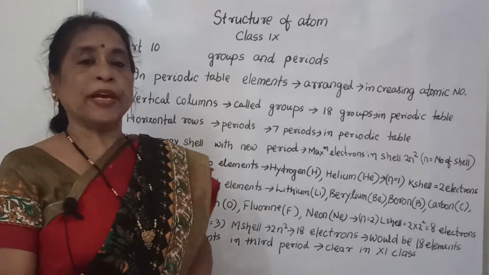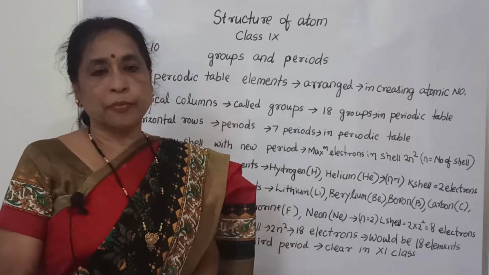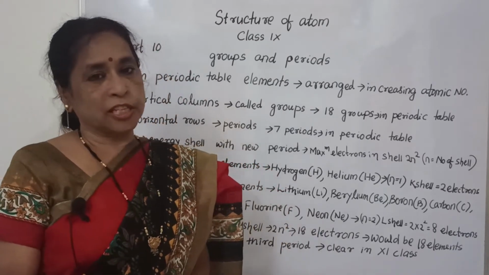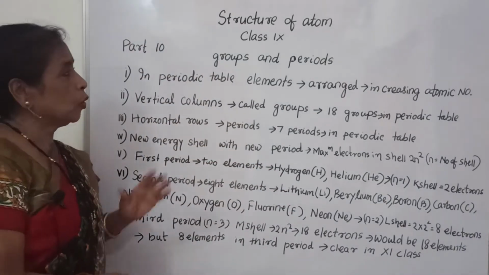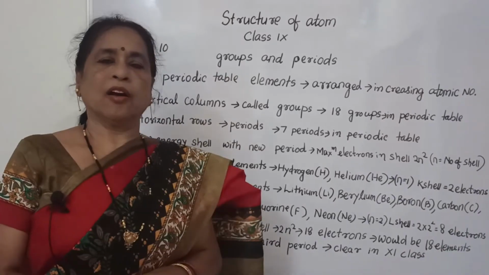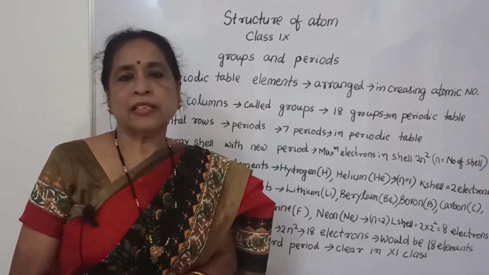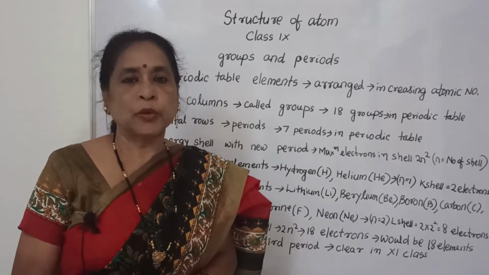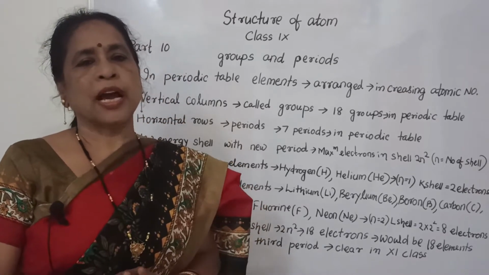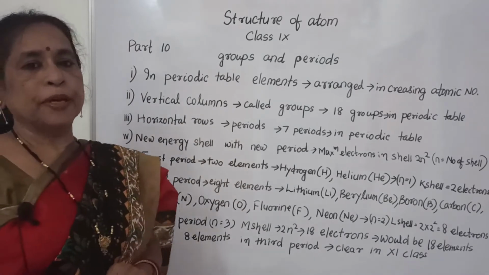And now the topic is groups and periods, how they are related to the maximum number of electrons and also how they are related with the distribution of electrons in different shells. Now this is part 10, groups and periods we will see. Before that, in part 9, I already explained the electronic distribution in different shells in different elements from hydrogen to argon. Now, from hydrogen to argon for 9th class is sufficient. Now you will see what you mean by groups and periods.